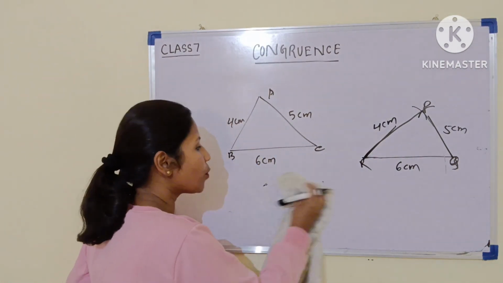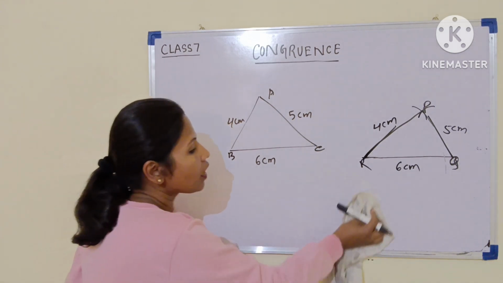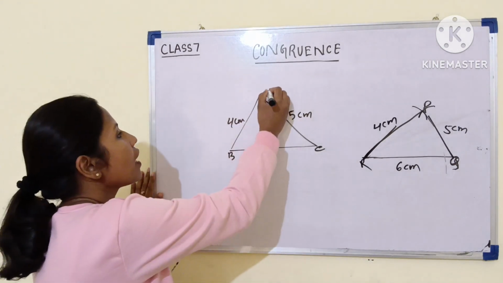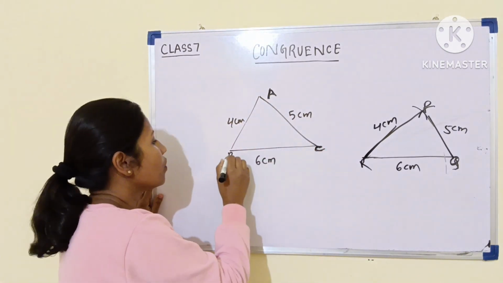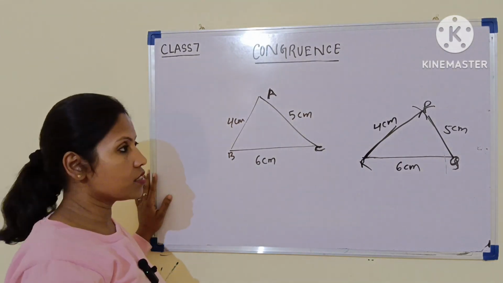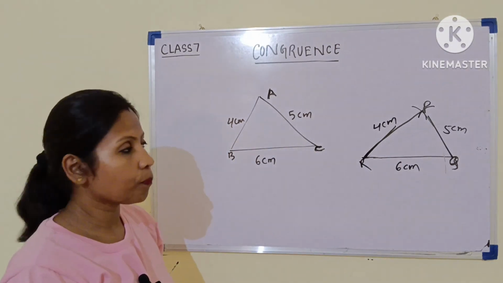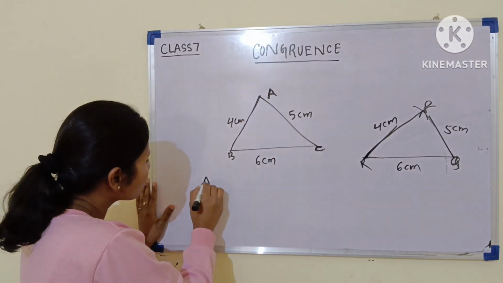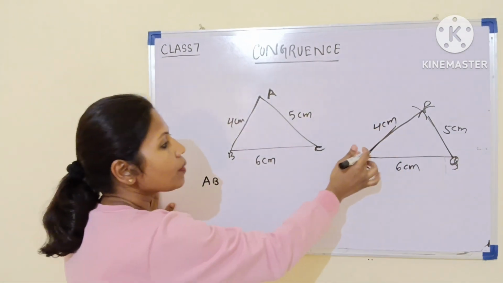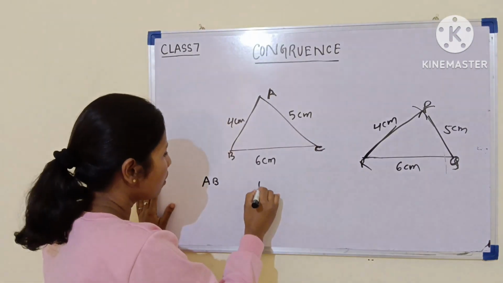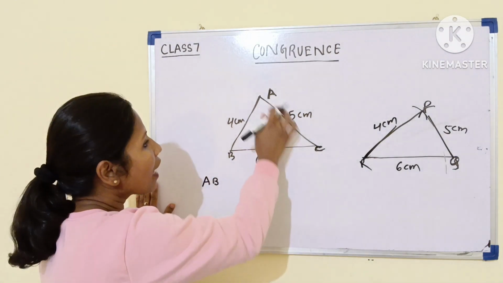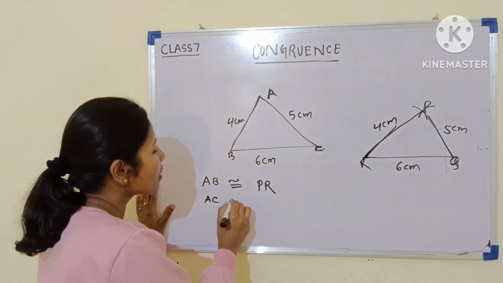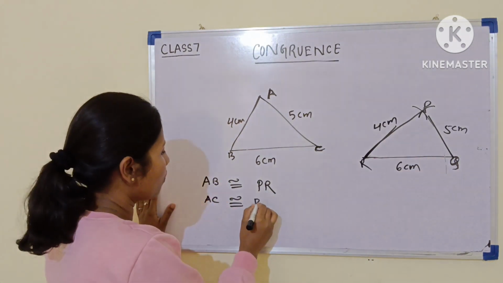So this is the SSS property, and if you have to write that these two triangles are congruent, how will you write it? Suppose this is A. Here we have taken a side. We are not sure how much each angle is, so let's compare with the sides only. AB is congruent with PR. AC is congruent with PQ.